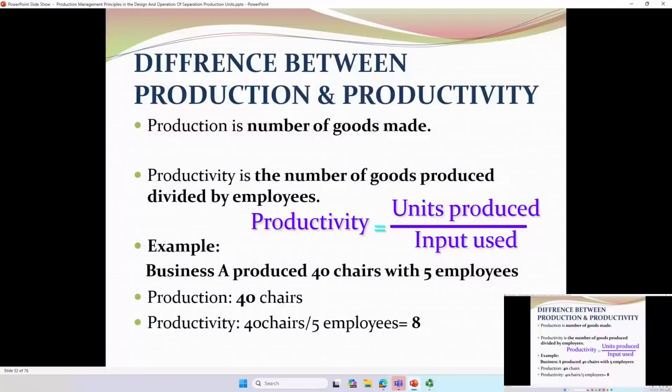That is the reason why most times you have a unit, and in that unit you have 10 people. There's something they expect you to produce. But this unit today, we have 50 people. Why is it that you only have 10 pallets? It means your productivity is low. So now it's just the units produced divided by the input used, that is, the number of goods produced divided by employees.